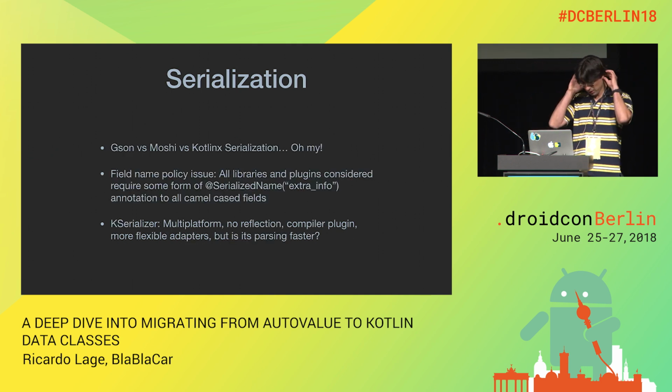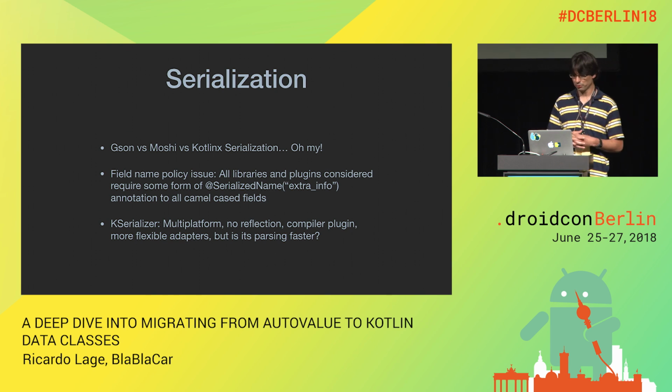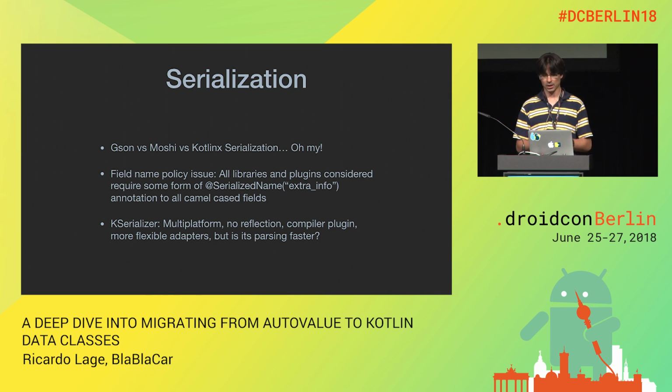So we looked at these three. There are others, but these two were the more likely candidates to transition from Gson in our case. They all had issues with the field name, so we can't have a general field name policy assigned to our classes. We need to use this serialized name, this custom transformation for fields that use camel case in our project. And ultimately, K-serializer looks very appealing.